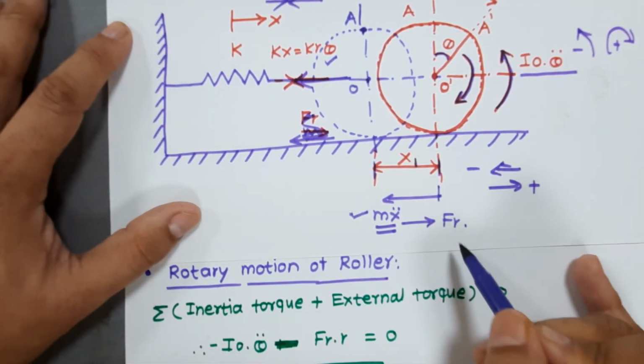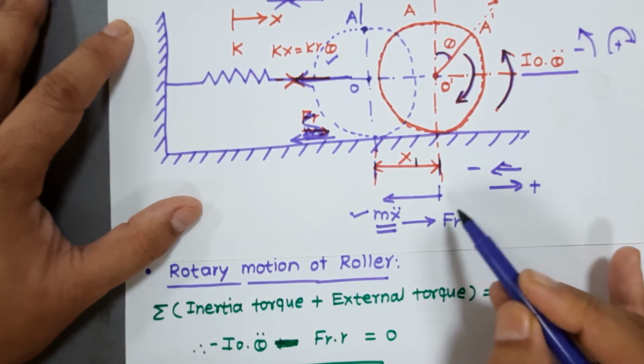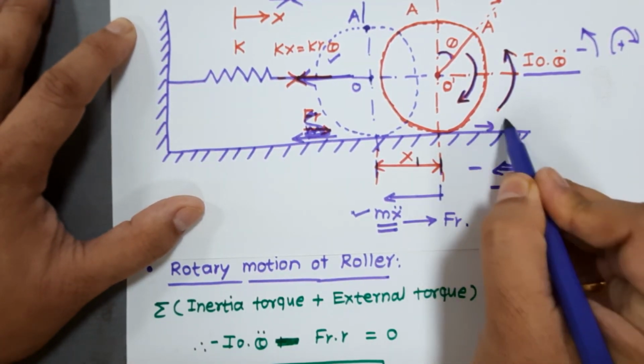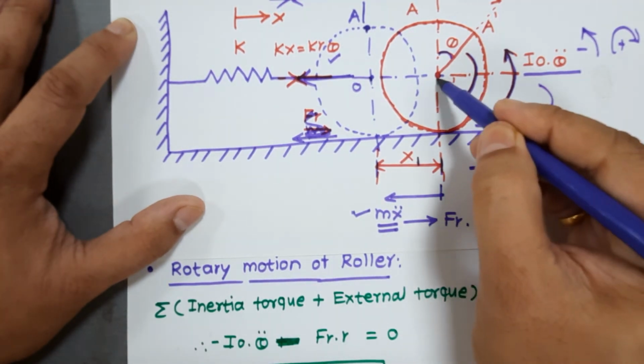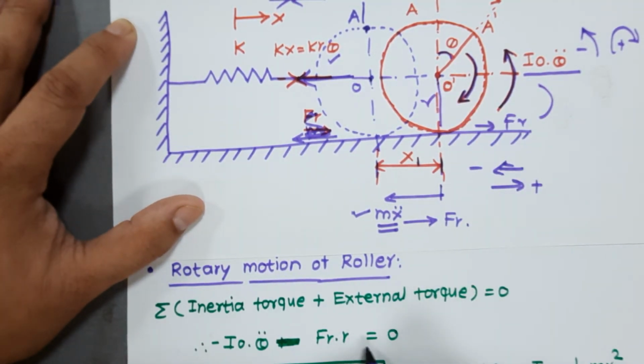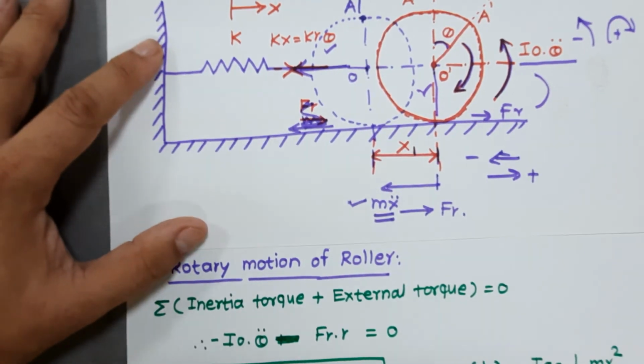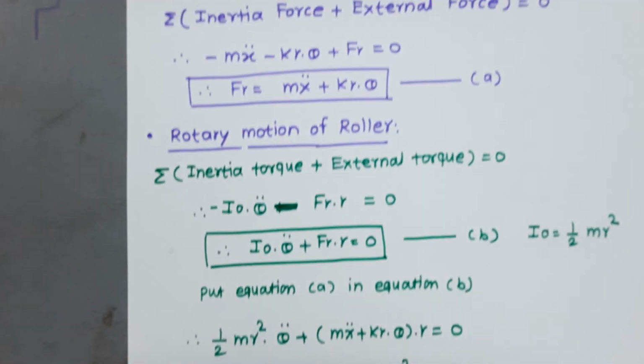Now due to the frictional force there is one torque, that is, this frictional force acts here in this direction, fr. So again minus fr into this perpendicular distance, the radius r. So fr, minus fr into r is equal to 0. So this is the external torque acting on this system.